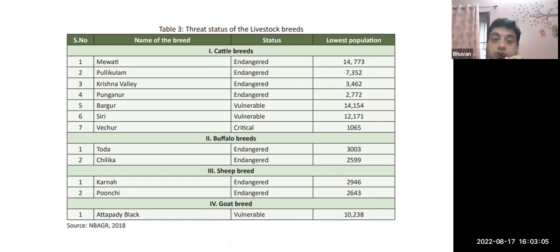Then in buffalo, the Toda breed is endangered. Only 3,003 organisms of this breed are still living. And similarly in sheep, we have the Karna, and in goat, we have the Attapadi black. These are vulnerable or endangered.